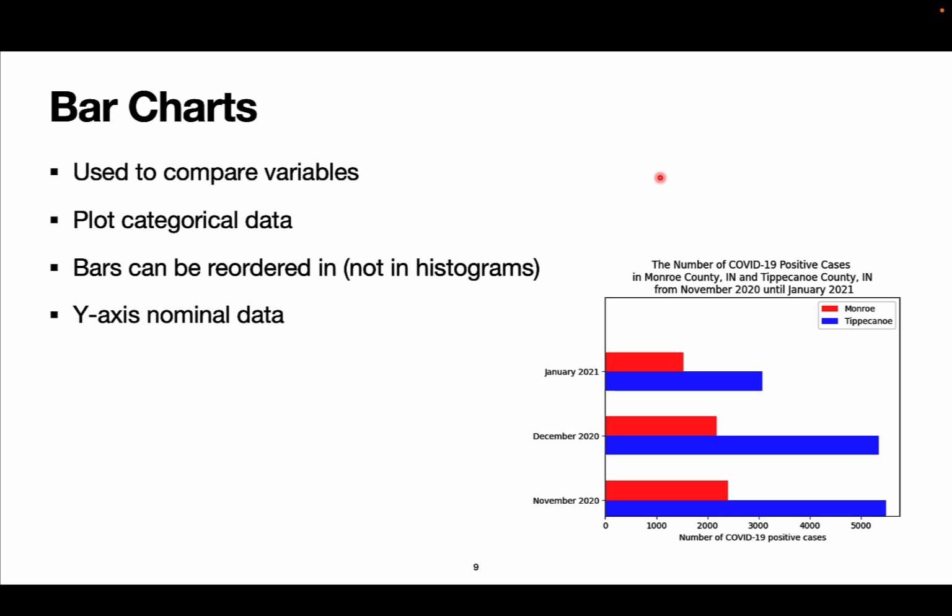Bar charts are good for comparing variables. The y-axis represents the categories and the x-axis represents the frequencies. So in this example, we compare COVID cases in 2 counties in 3 months, which is something we can't do in a histogram.